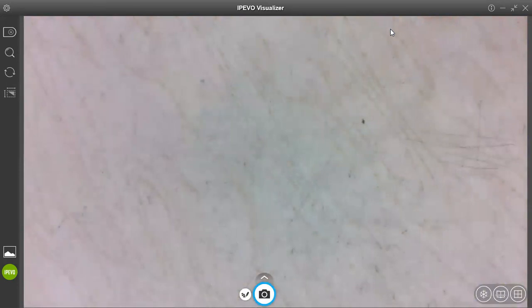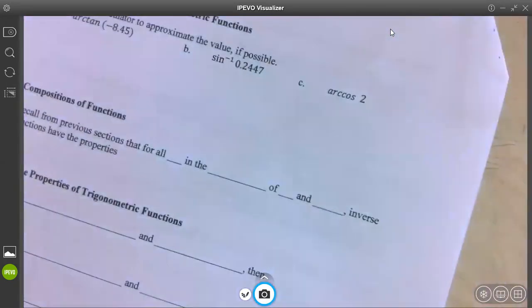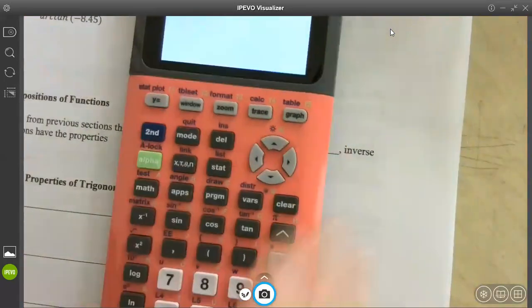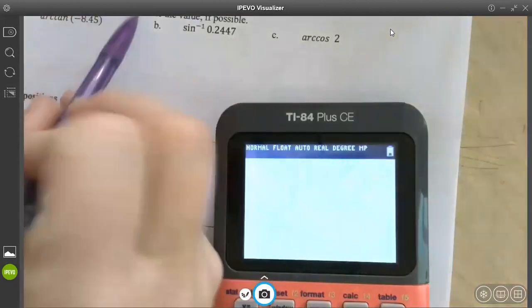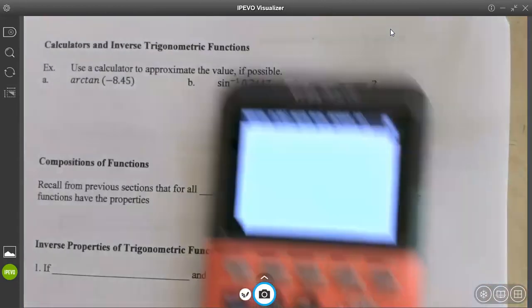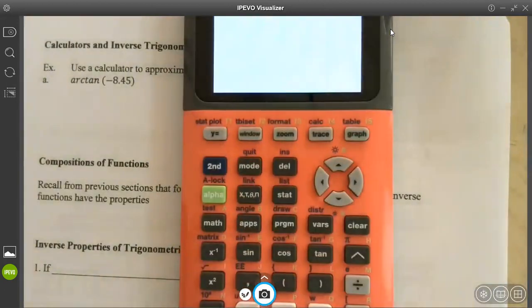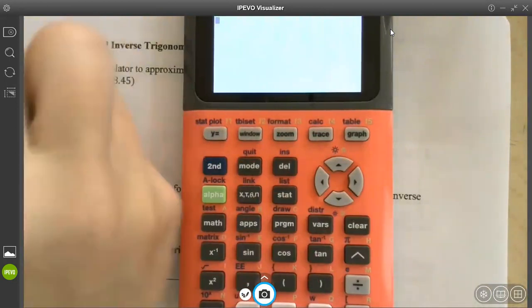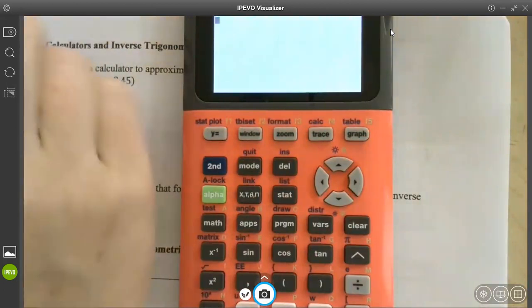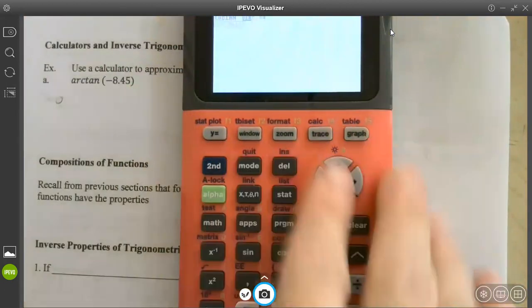Now I'm going to show you how to use your calculator. Wait, I just did that, so we're going to do it anyway. It says use a calculator to approximate the value if possible. This is just decimals. So how do I do arctan? Second tan, and I'm going to put in negative 8.45. And I get. Nope, I'm in degree mode.